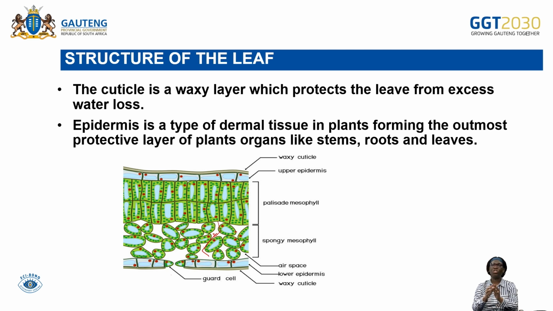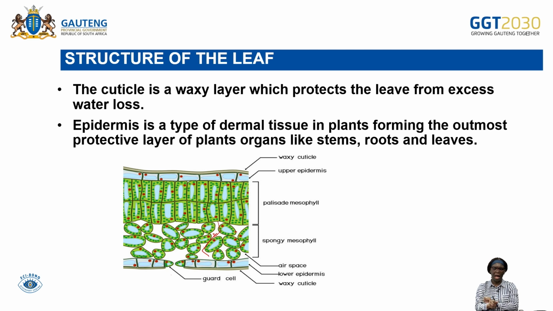The epidermis is not only found on the leaf, but it is also found on the outermost parts of the plant, like the stems, the roots, and the leaves. Stems and the roots also have the epidermal layer.